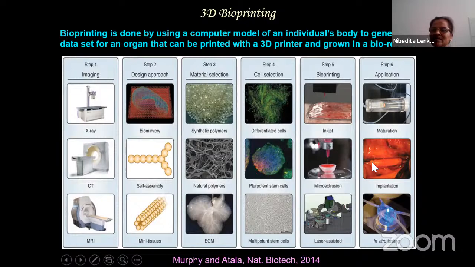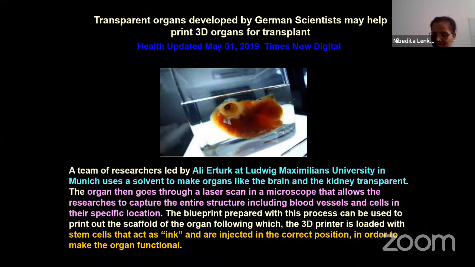The same also is shown here, another strategy they are thinking, not only how to print, once you can, as I told, decellularization. In fact, recently the German scientists, they think that if you can make the organ transparent, then you can see the entire structure is maintained, and wherever which cells have to be put accordingly, using a 3D printer, using the bio ink, you can print the same, a specific area, specific cell types. So you will get the intact organ. The same thing is shown here.